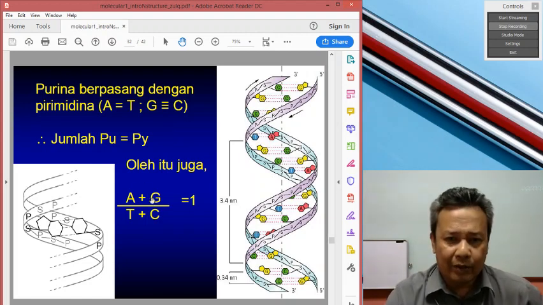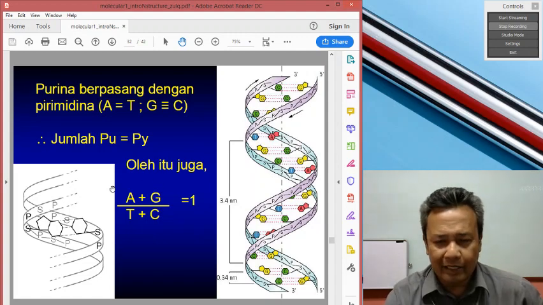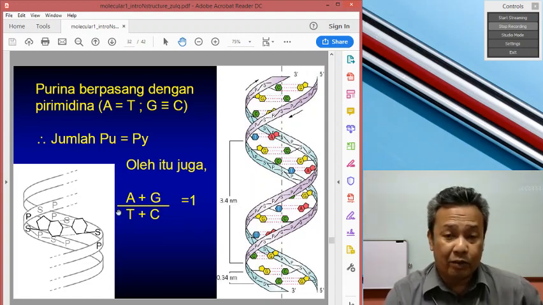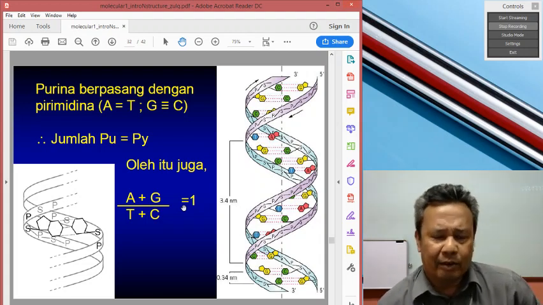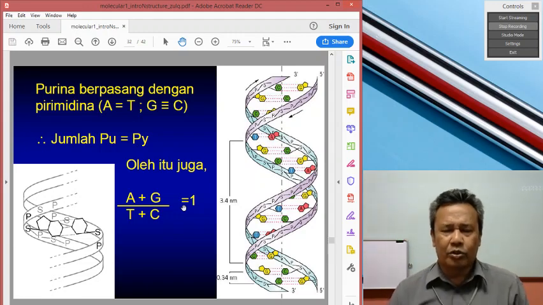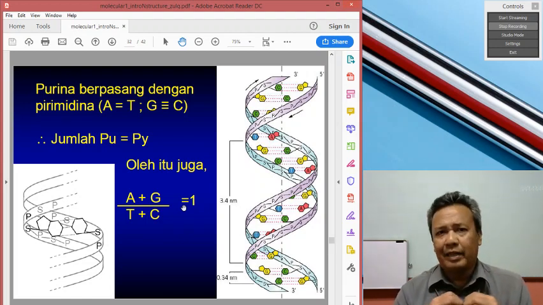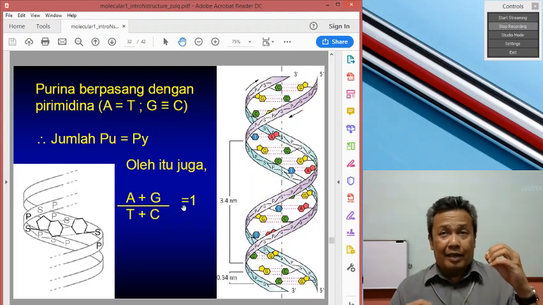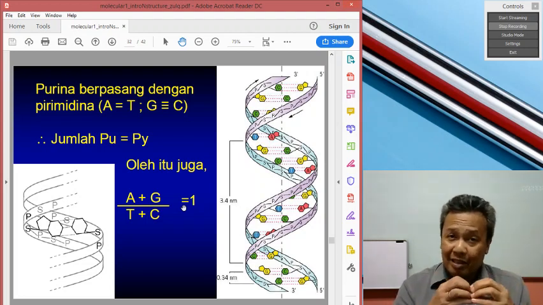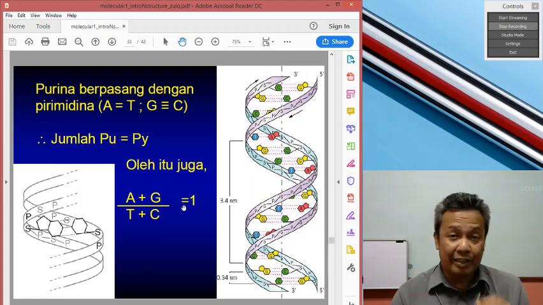So this is where you get the AGs over CTs. Sorry, this is purine over pyrimidine. The ratio of purine to pyrimidine is always 1. So from there, later when they concluded that DNA is double stranded, this explains how every purine must be paired with a pyrimidine, and the pairing is not random. A must always pair with T, and G with C, and vice versa.